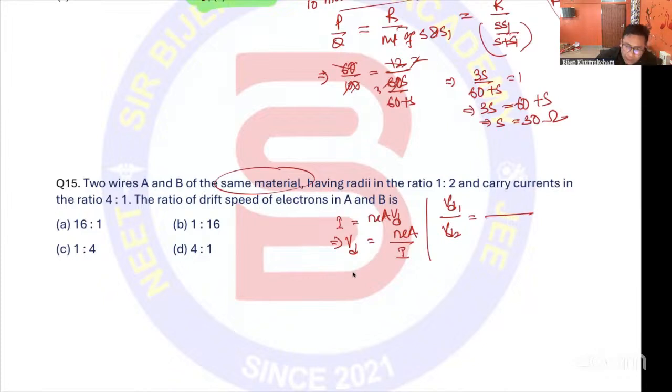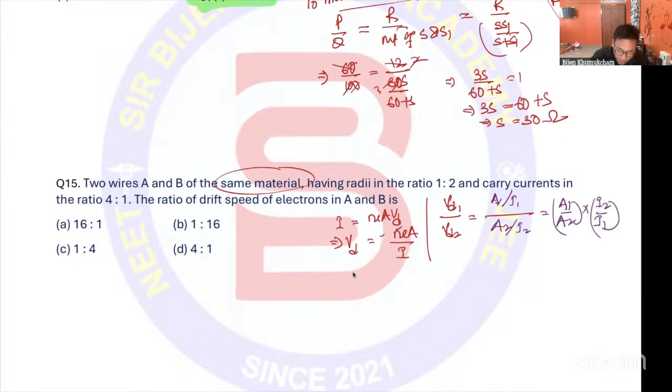So in finding the ratio, let us not use n, e. They are all the same. What we get is A1 divided by I1, whole divided by A2 divided by I2. So it is A1 by A2 into I2 by I1.